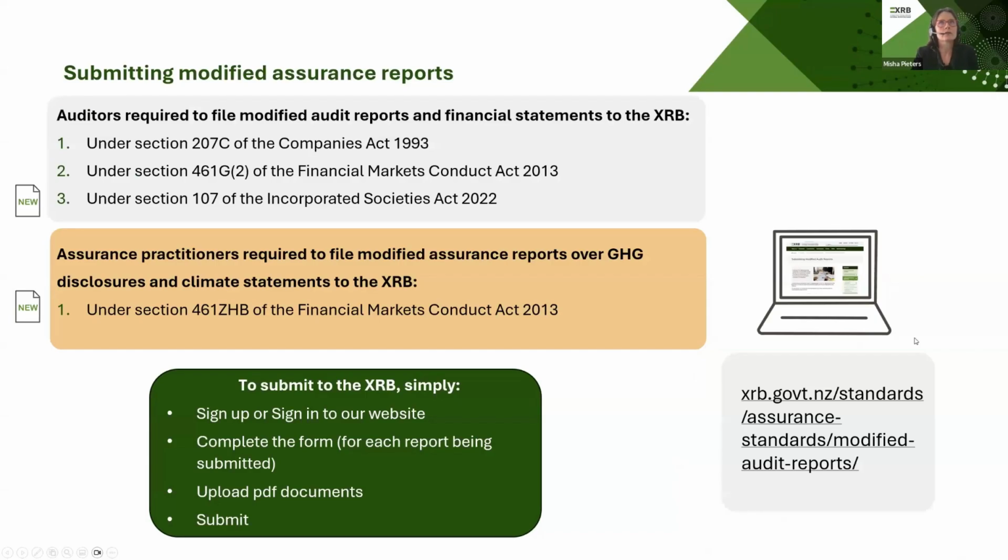Firstly, just to remind all of you auditors out there that there are 3 requirements under primary legislation to submit modified audit reports through to the External Reporting Board. Those requirements sit in the Companies Act, in the Financial Markets Conduct Act, and also in the Incorporated Societies Act. So if you are issuing modified reports relating to audits done under those acts, we've tried to simplify this process, and the instructions are there on the slide.